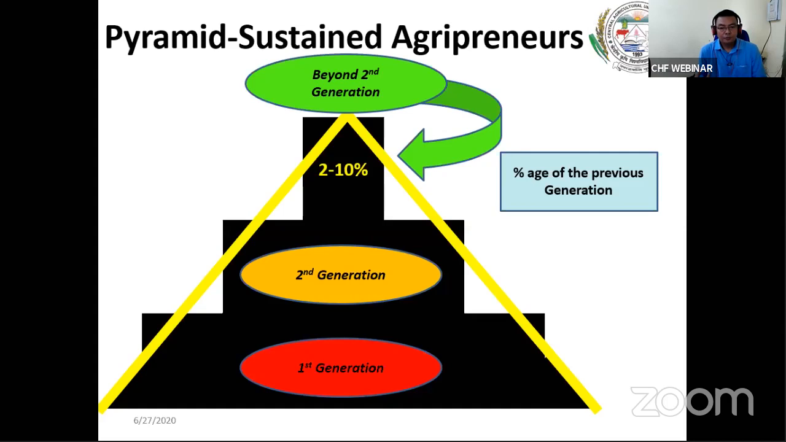As many of the speakers have already highlighted in the previous 6 days, the agripreneurs' sustainability percentage is very low. Everyone agrees on this, and we are experiencing the same thing. To be precise, only 2 to 10% of agribusiness entrepreneurs sustain. The generation may last for 1 year, 2 years, or even 3 years, then the second generations, and so on. Let me dissect this sustainability or endurance in the next slide.